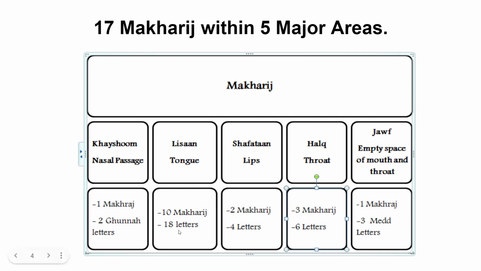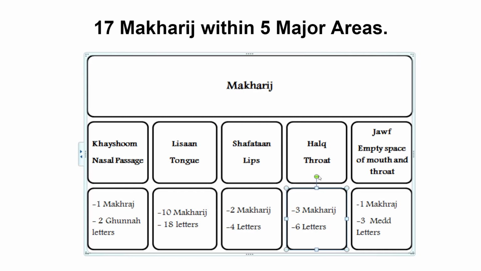Also, the tongue has 18 letters. So a majority of the Arabic alphabet comes from the tongue. This is the one that has the most letters. Then we move on to shafatan, the lips. We have only 2 makharij, meaning that there are only 2 ways to use the lips in order to make sound. And from the lips, we have a total of 4 letters. So 4 of the Arabic letters are made when you use the lips.